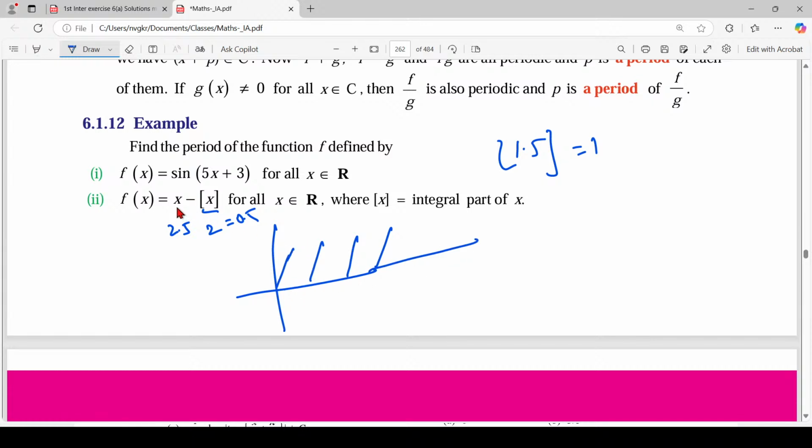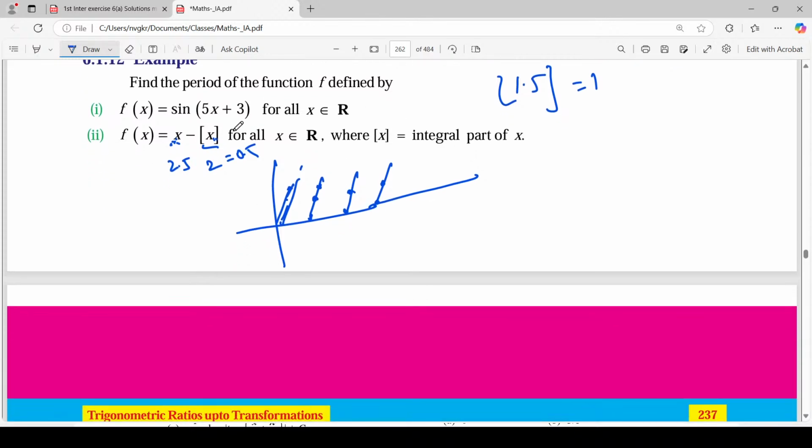When x is an integer, it will become 0. So for example, 1 minus step of 1 is 1 minus 1, 0. At 2, it is 0. At 3, it is 0. And between 1 and 2, let's say x is 1.5, then 1.5 minus 1, which is 0.5. Similarly, at 2.5, 2.5 minus 2, which is again 0.5. 3.5 minus 3, which is again 0.5. 2.7 minus 2 is 0.7. 1.7 minus 1 is again 0.7, right? So this graph repeats itself after every 1 unit. You remember this, no? So that's why the period of this is actually 1.